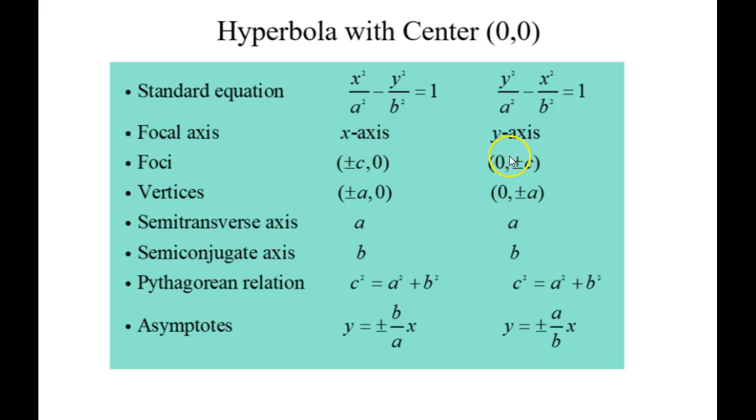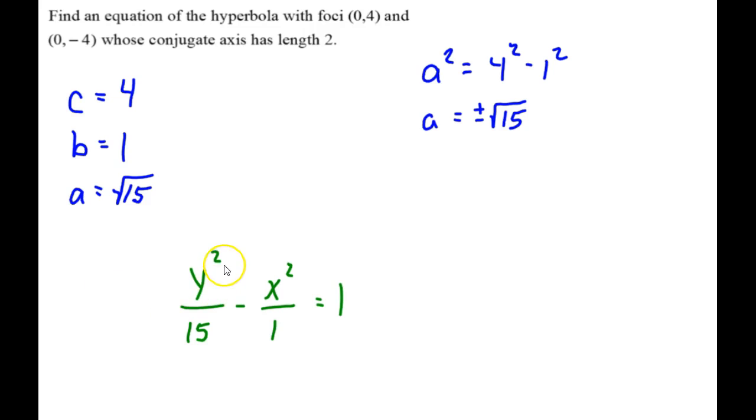Since we know the x-coordinate of the foci is 0, and it was the y value that was changing, we had plus or minus 4, we know our y squared term is going to come first in our equation. So then we end up with y squared over 15 minus x squared over 1 equal to 1.